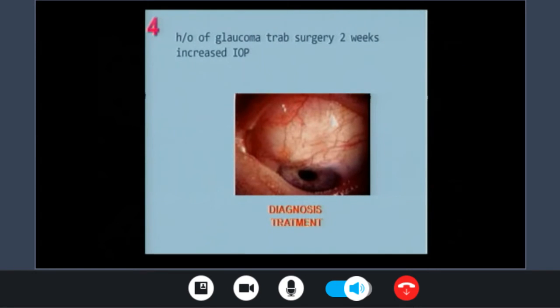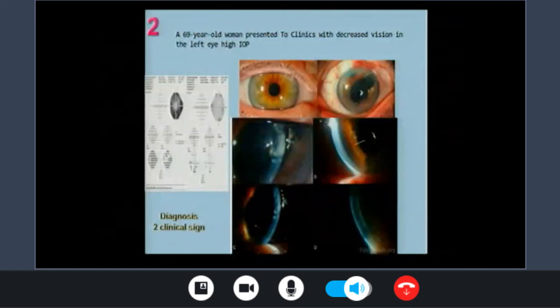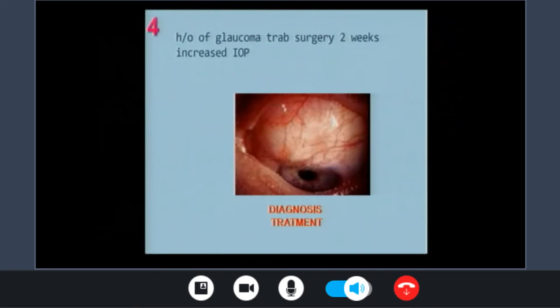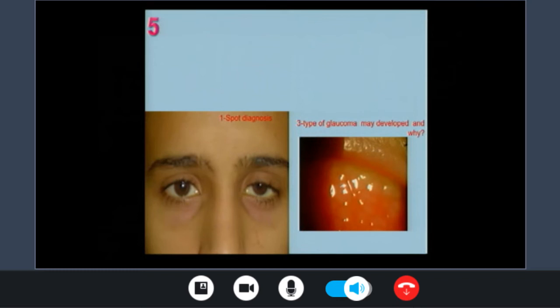History of glaucoma surgery 2 weeks, presented with high intraocular pressure. Diagnosis, treatment. كلمة واحدة في كل حاجة. Second slide. Third slide. Fourth, high intraocular pressure after surgery: diagnosis, treatment. آخر سلايد spot diagnosis. تاني حاجة: what type of glaucoma may develop and what is the cause of glaucoma.